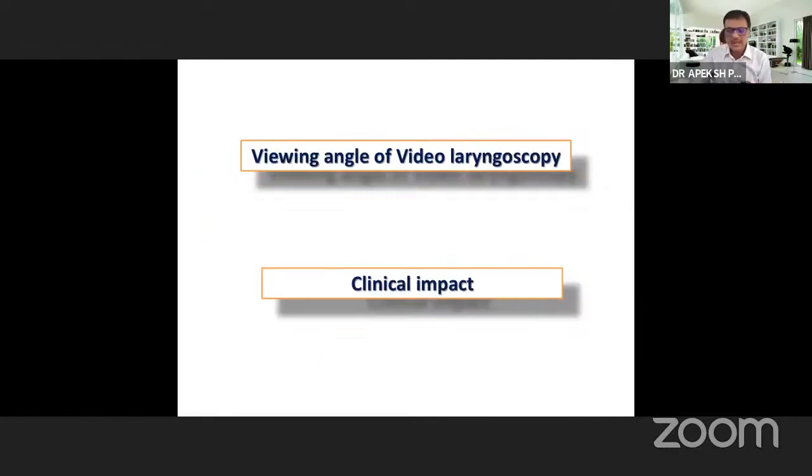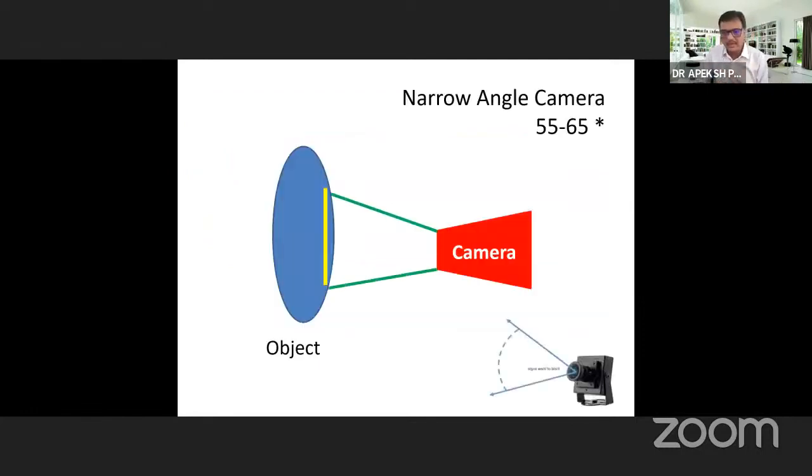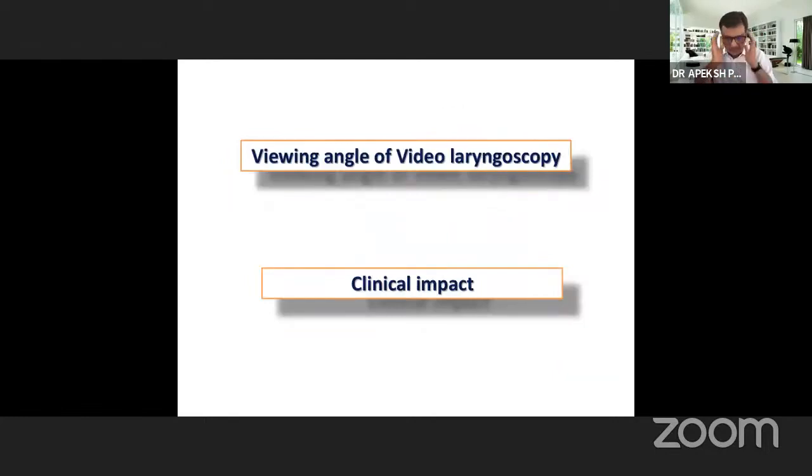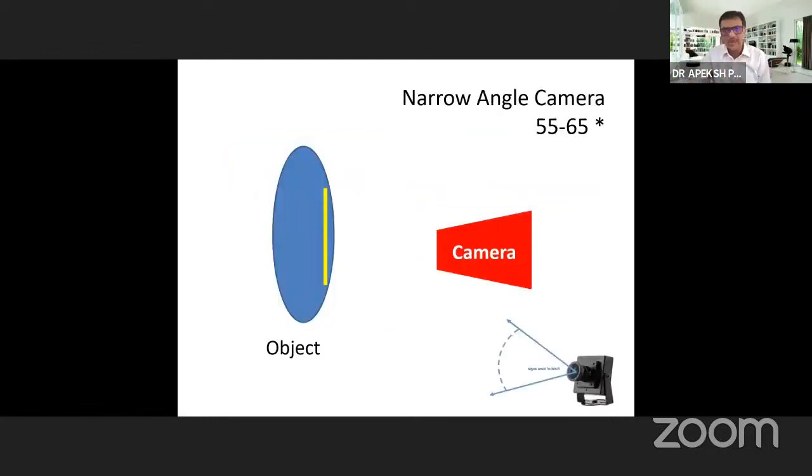Now, see what the viewing angle of video laryngoscopy is and what its clinical impact is. Our eye has its own perimetry and we can't look beyond that perimetry. In the same way, each video laryngoscopic camera has its own perimetry. That's called the viewing angle of that video laryngoscope. And this viewing angle of the camera ranges from 55 to 90 degrees.